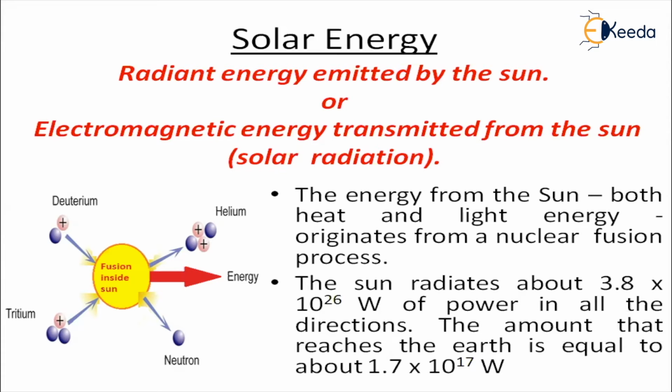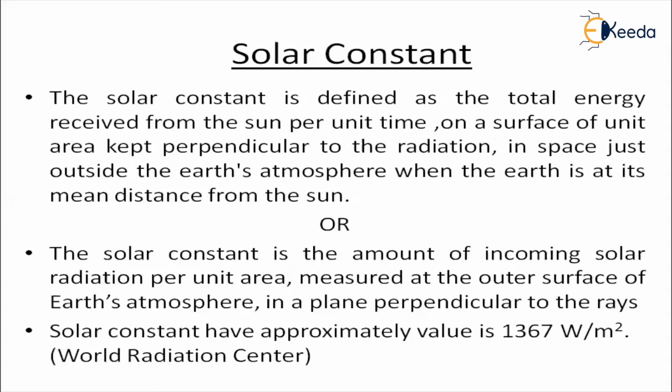The hydrogen isotopes of unit area kept perpendicular to the radiation in space just outside the Earth's atmosphere when the Earth is at the mean distance from the Sun. Another way we can define the solar constant is: the solar constant is the amount of incoming solar radiation per unit area measured at the outer surface of Earth's atmosphere in a plane perpendicular to the rays.